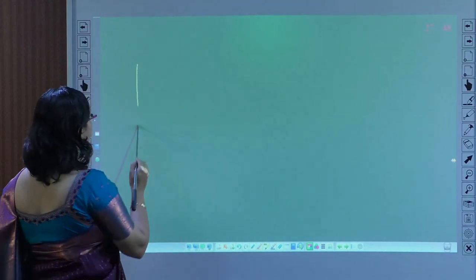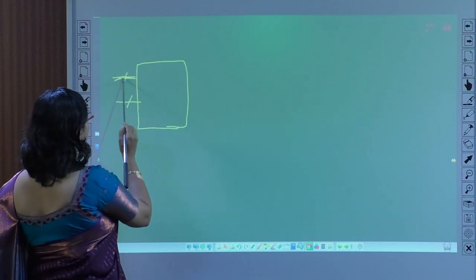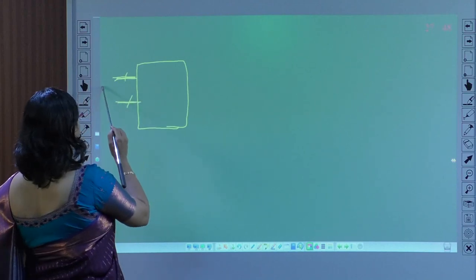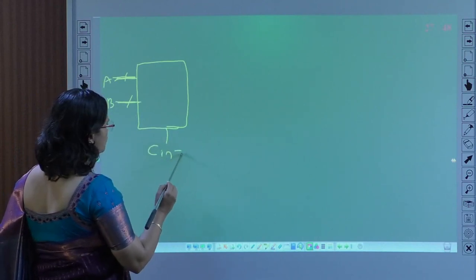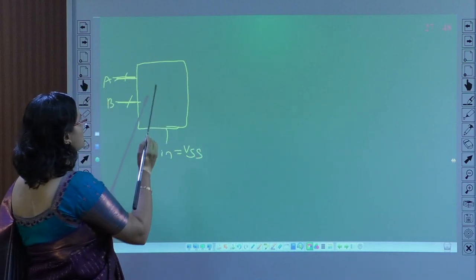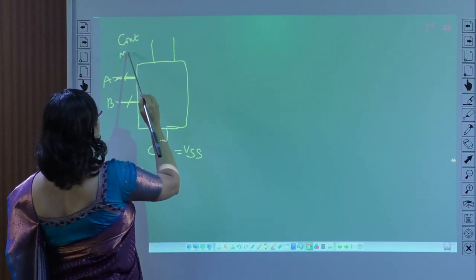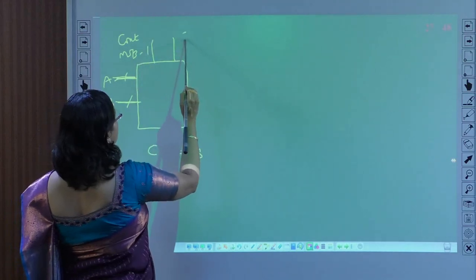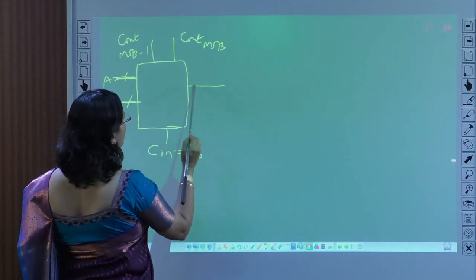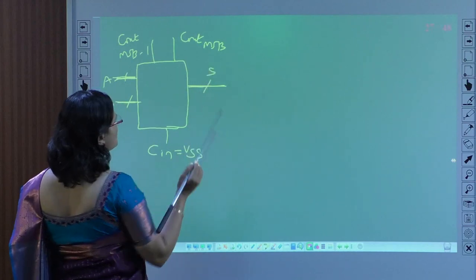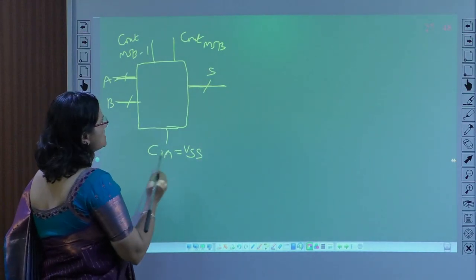So what is the block diagram? This is indicated with the heavy line, so you can consider it a bus. This is A and this is B, and this is a light line. This C in is connected to VSS or 0, that is, initially it is 0, and these are two light lines, so you get C out MSB minus 1 and C out MSB. And the sum again is indicated as a heavy line, so that is a bus, that is S.